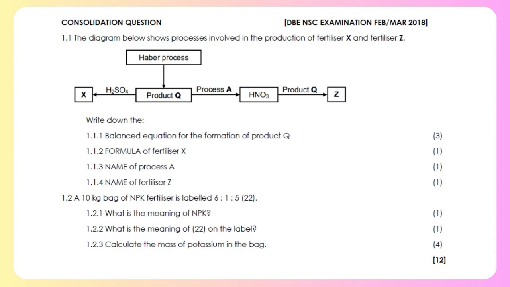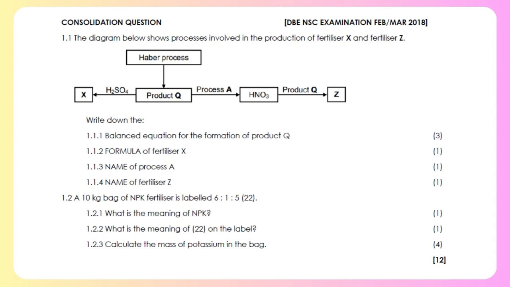Consolidation. Question, DBE/SC examination February/March 2018. 1.1 The diagram below shows processes involved in the production of fertilizer X and fertilizer Z. Write down the 1.1.1 balanced equation for the formation of product Q, 1.1.2 formula of fertilizer X, 1.1.3 name of process A, 1.1.4 name of fertilizer Z.